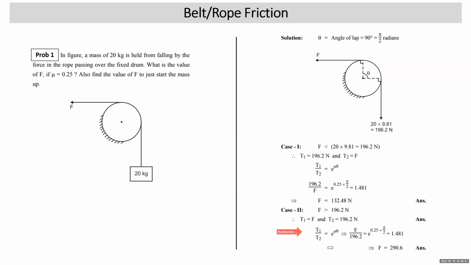Now again we write the same expression: T1 upon T2 is e raised to mu theta. T1 this time is F, T2 is 196.2, equal to e raised to mu into theta, which is again 1.481. Then the value of F comes to 290.6 Newton. All right, hope it is understood. With the wordings in this problem, you understand how to identify T1 and T2. The angle of lap was a quarter turn, that is pi by 2.